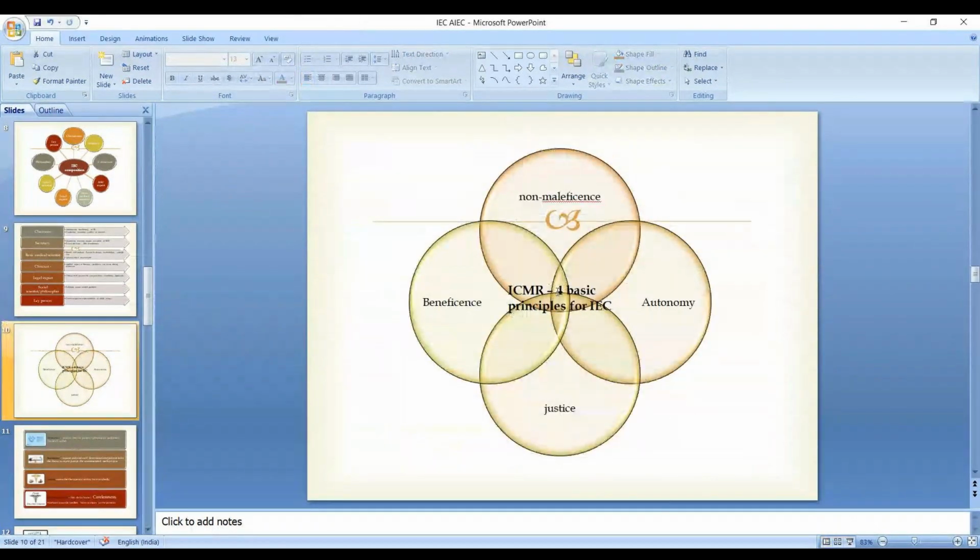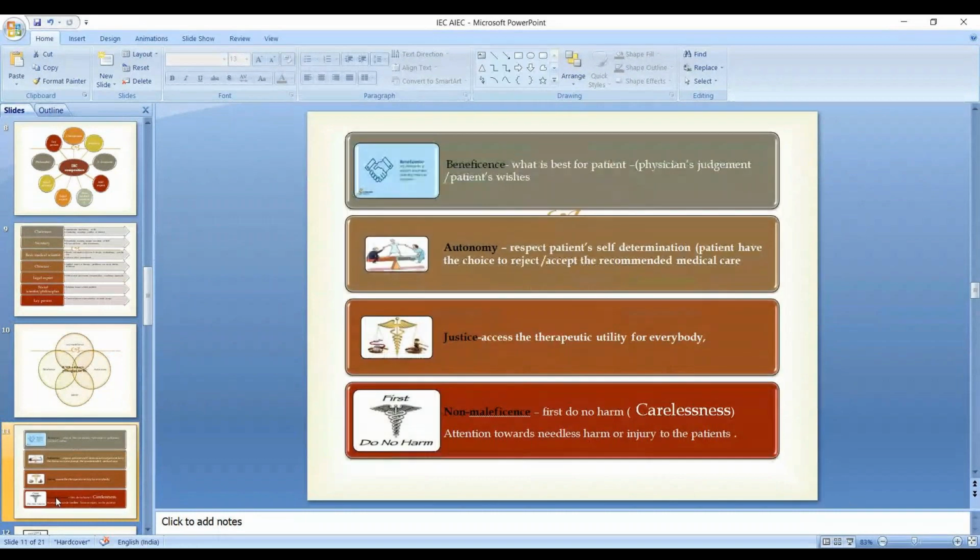Now ICMR, we are having certain guidelines regarding the conduction of IEC. So we are following the ICMR guidelines in our institute, and ICMR has given 4 basic principles. They are beneficence, justice, autonomy, and non-maleficence. So these are Latin words. We will see what they are actually and how they are related with the patient and the ethics committee.